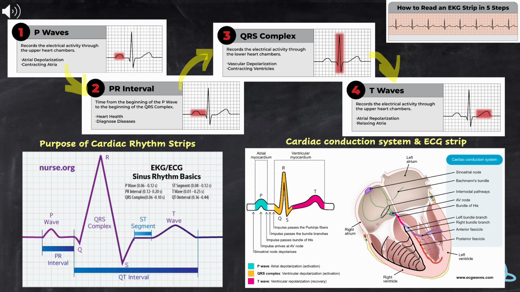Heart rate tells us how fast the heart is beating, while rhythm regularity shows whether the beats occur at consistent intervals. Together, these findings help determine how well the heart is functioning. Understanding these fundamentals will make it much easier to recognize abnormal rhythms, especially atrial fibrillation, which we'll discuss next.